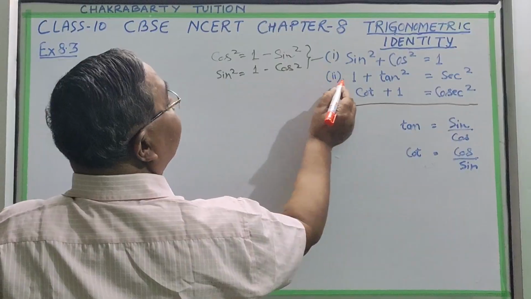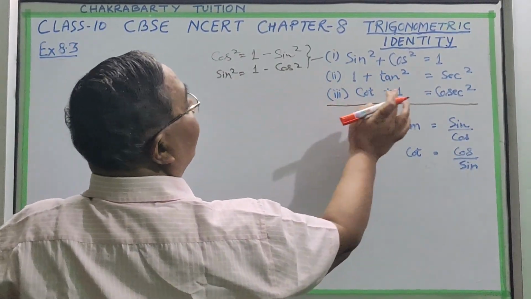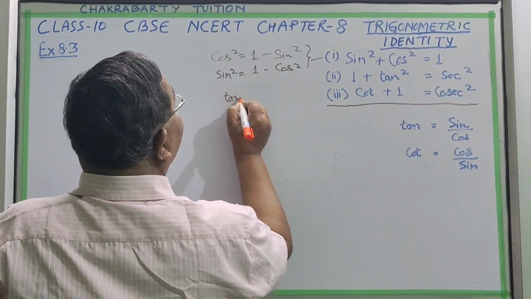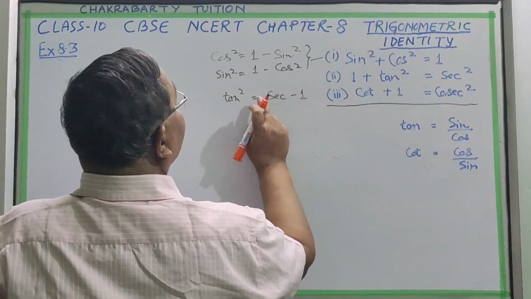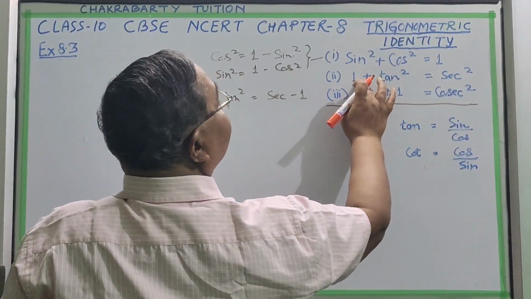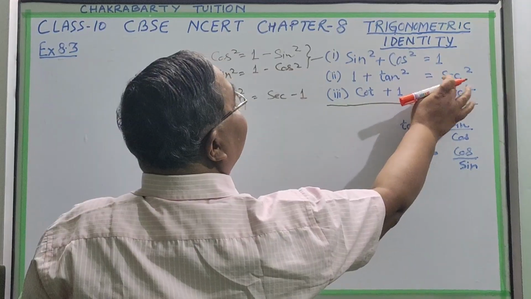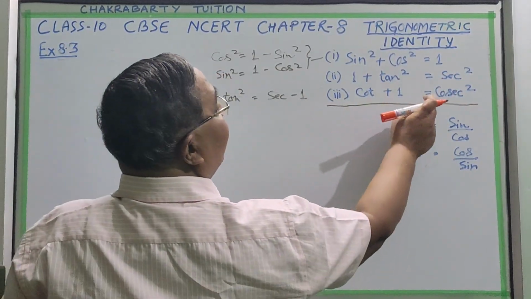Similarly here also, suppose you want tan square. What you can do? Tan square is equal to sec square minus 1. Don't make it like here: if you bring tan square to that side it becomes minus. So that minus sign identity you don't make.